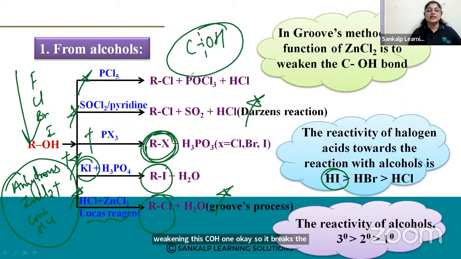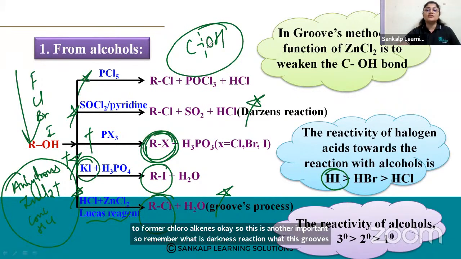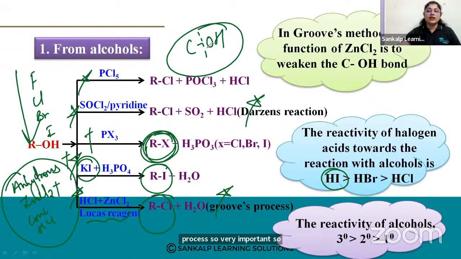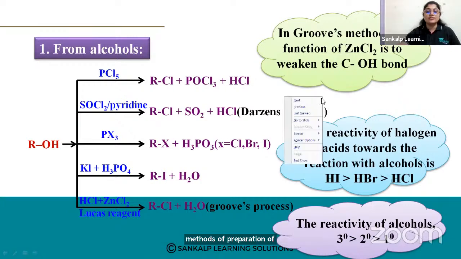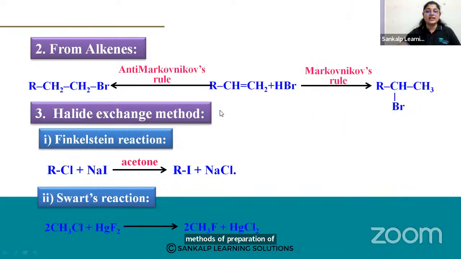So this is another important one. Remember, what is Darzon's reaction? What is Groove's process? Very important. These are some of the methods of preparation of alkyl halides from alcohols. These are mostly the very important five reactions.